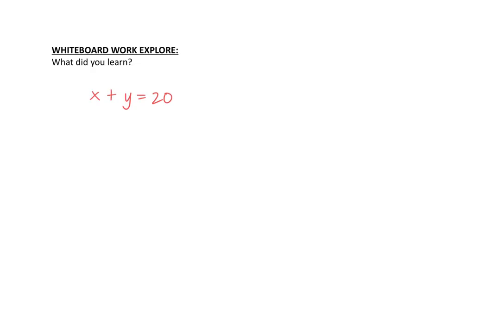Okay, so hopefully you would have come up with, we need to rewrite it so it's in slope-intercept form. To do that, I want to isolate the y. I want to get the y by itself. So I can rewrite this equation so it does say y equals, and we did this earlier this year. I'm going to subtract x from both sides. I end up with y equals 20 minus x.